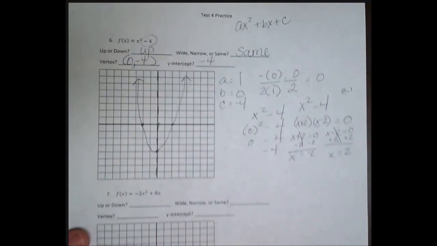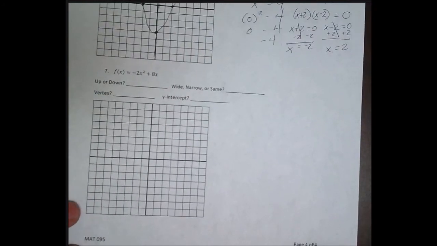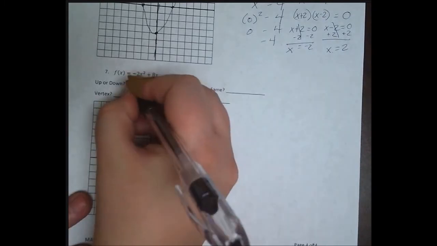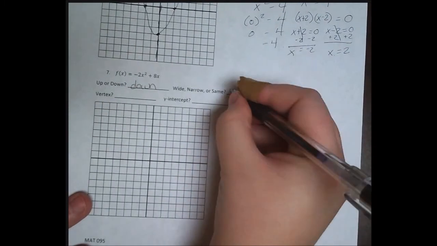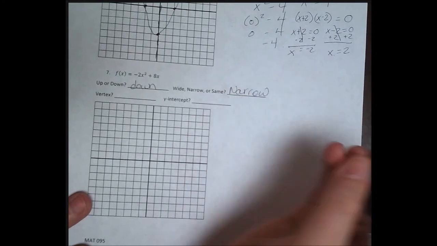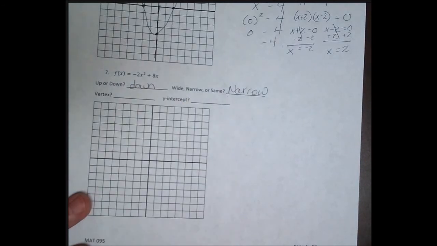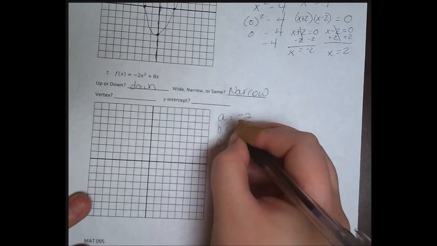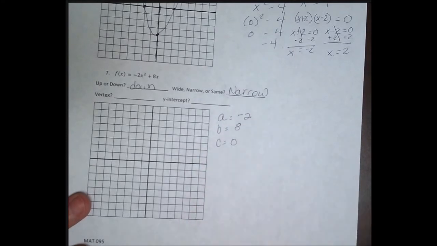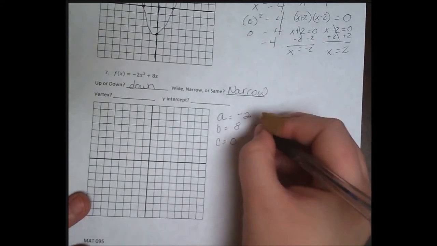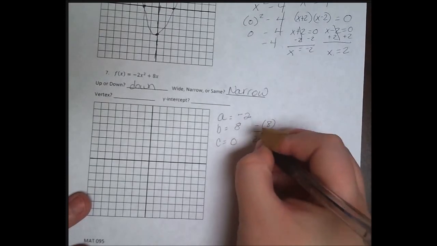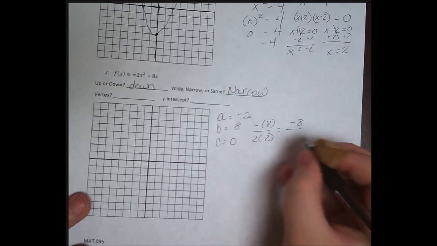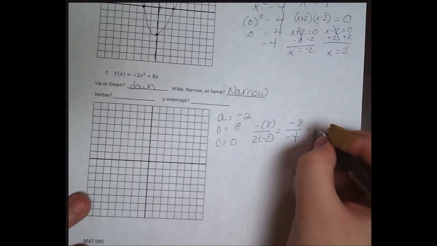So let's look at problem number 7, which is the last problem of this review. Our graph is going to be facing down, and it's going to be narrow, because it's a whole number other than 1. To find our vertex, A is negative 2, B is 8, and C is 0. So negative B over 2A, so we get negative 8 divided by negative 4, which is positive 2.